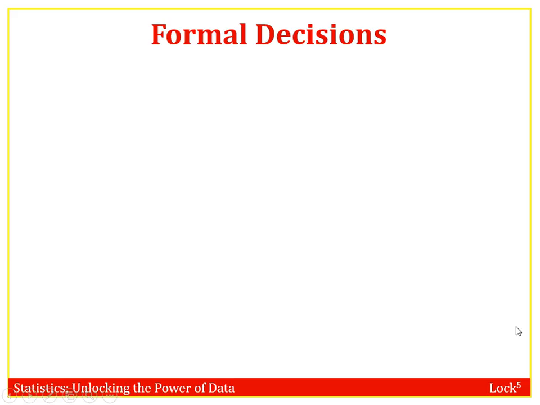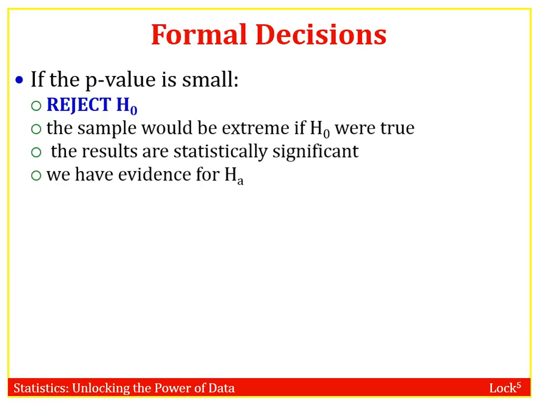We're going to continue to look at hypothesis testing here. Now, to formalize stuff, if you have a small p-value, we reject the null hypothesis. The probability of getting the sample that we got, or one as extreme or more extreme, assuming the null hypothesis is true, is really small. It's statistically significant. We have evidence in favor of your alternative hypothesis. So if you have a small p-value, it's statistically significant and we reject your null hypothesis.